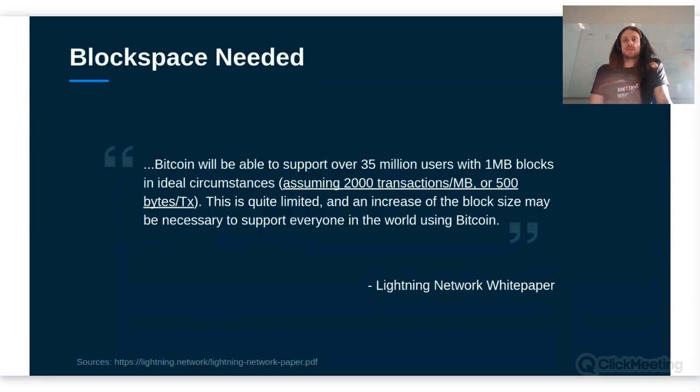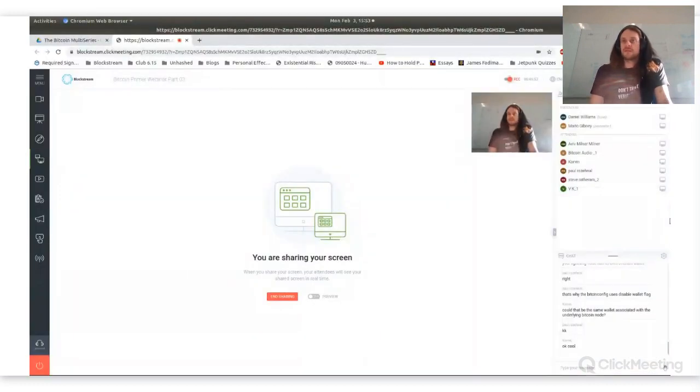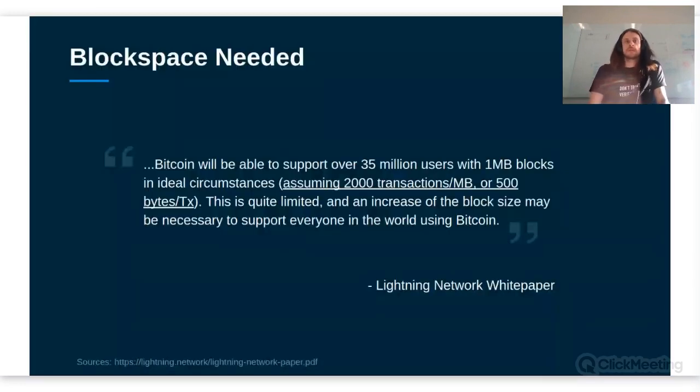We talked earlier about block space. Actually, I'll see if anyone had any questions about that. Nope, we're okay.